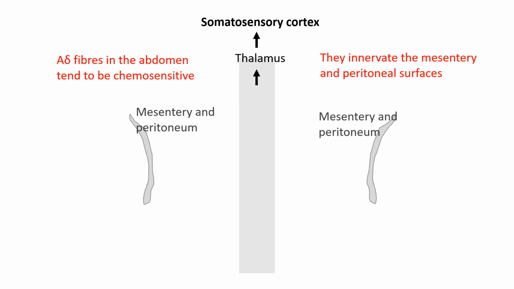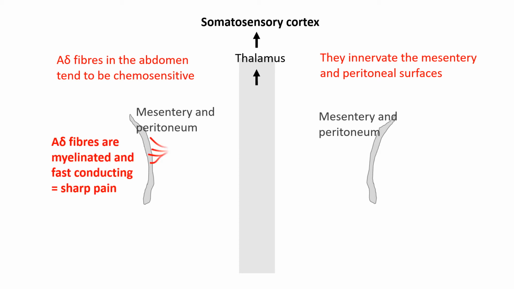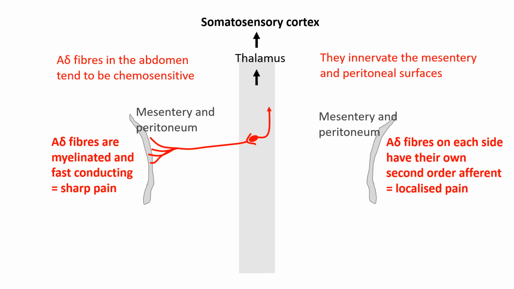They innervate the mesentery and peritoneal surfaces. They're myelinated and fast conducting, and therefore we get sharp pain. They also have their own second order afferent. Okay, that second order afferent crosses over to the contralateral spinothalamic tract to go up to the thalamus, but they're kept entirely separate. Therefore, the cortex knows which side the pain is coming from, so we get localized pain.